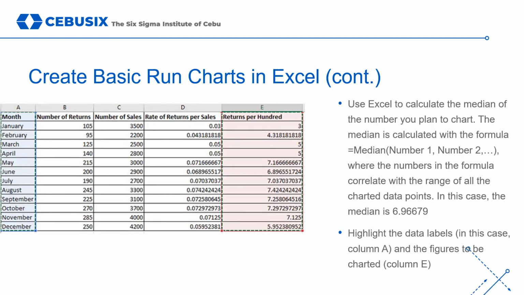Next, we need to calculate the median of the numbers we plan to chart. And we do this by using the median formula. Choose a cell off to the right of your data table, one that won't be accidentally highlighted, and type in the equal sign, the word median, and the open and close parentheses. Now you can select the returns per 100 data column and click enter to generate the median for the dataset. Once we have our median, we highlight just the data label column and the figures to be charted, in this case, the returns per 100 column.